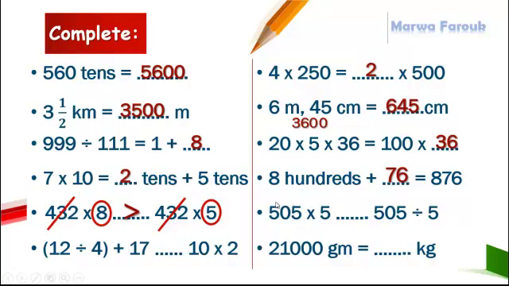Okay, the other one here, 505 times 5, and here 505 divided by 5. The numbers are all the same. So the left here is times, and here is divided by. Which is greater, times or division? Times is greater than division.